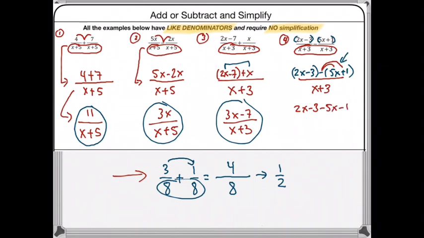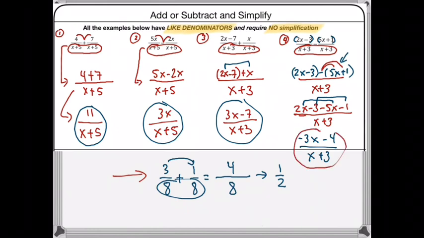We got some work to do in the numerator. The denominator stays the same. And now we have to clean this up. We got 2x minus 5x, which is going to give us a negative 3x. And then we got a negative 3 minus 1, which is going to give us a negative 4, all over x plus 3. And that is going to be our final solution, or our final simplification.